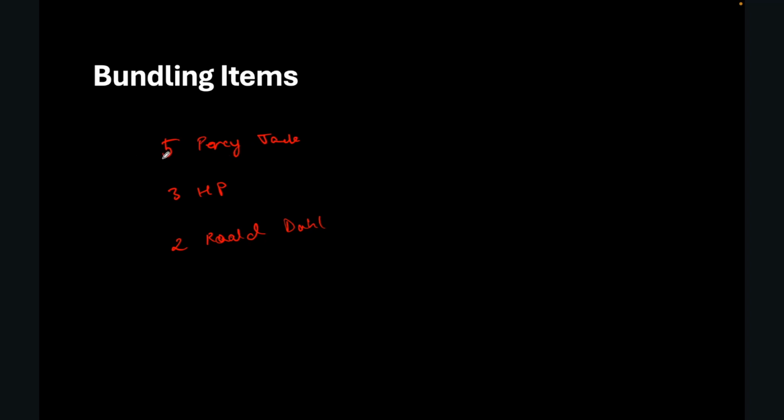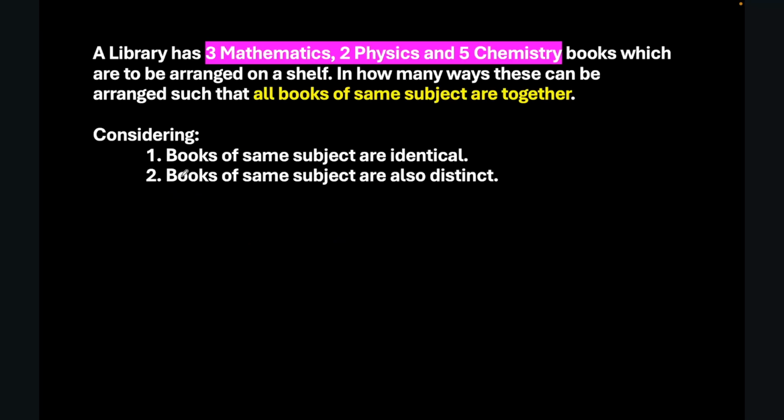And how can they be done? And then how can they be arranged within themselves as well? Maybe let's say no Percy Jackson books should be together, no Harry Potter books should be together, something like that. All these sorts of things can be asked. Loads and loads of questions can actually be generated out of them.